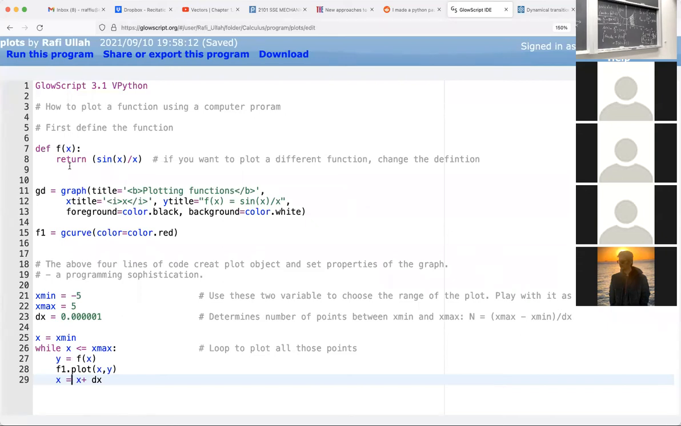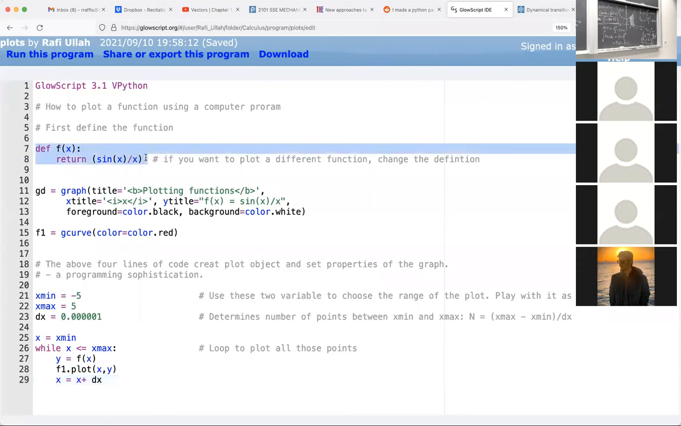We have a function, sine x over x, sine of x. So you have to define a function, and this is how you define a function. We need to use the computer language. So this is the definition of the function.